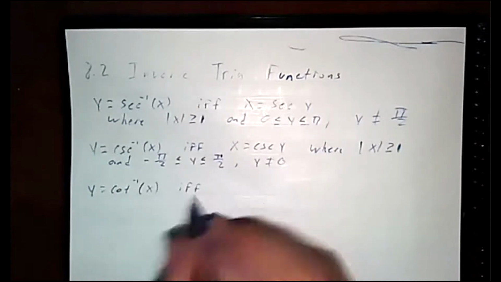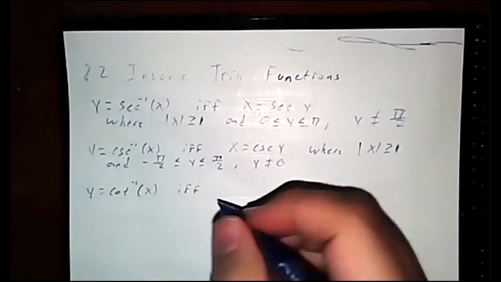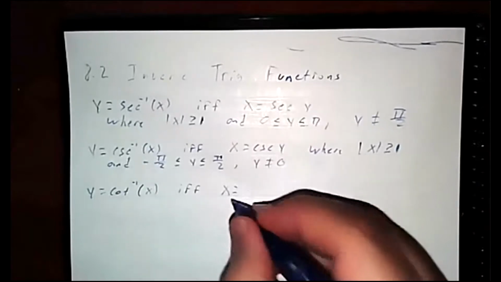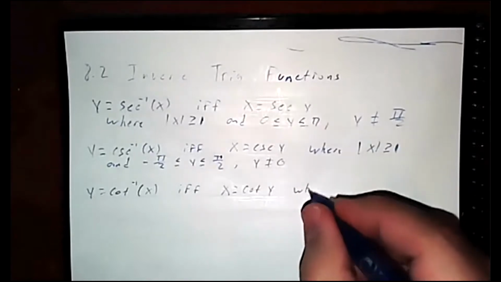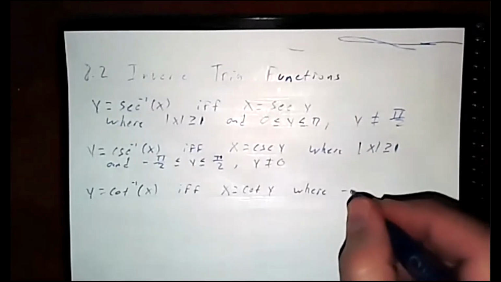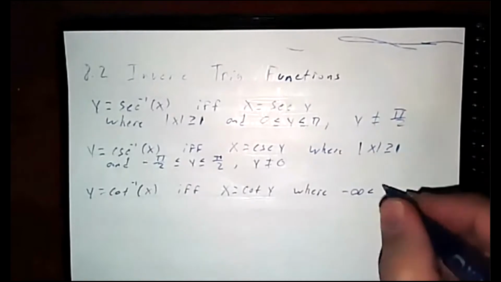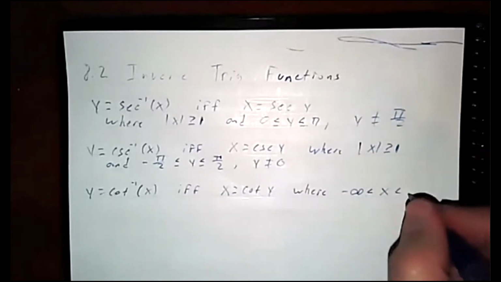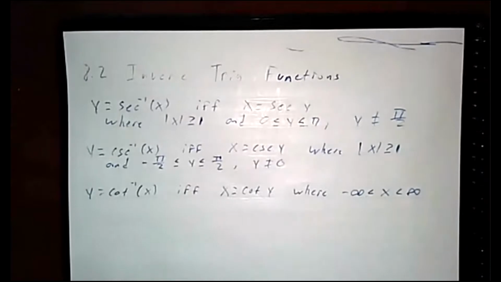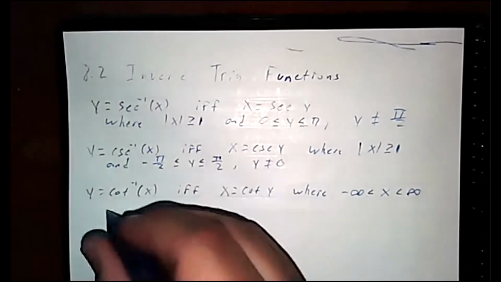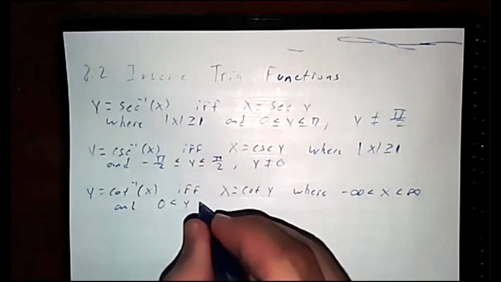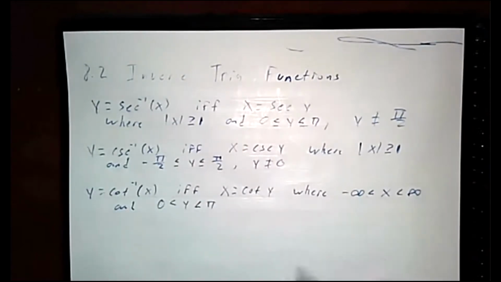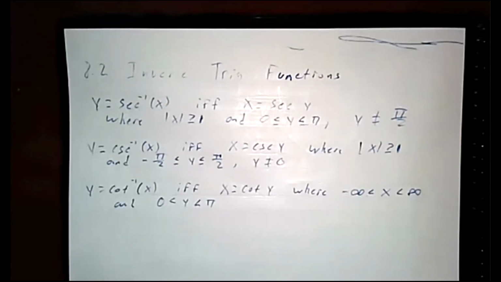Okay, last one, cotangent. So y is equal to cotangent inverse of x if and only if x is equal to cotangent y, where x is between negative infinity and infinity, and y is between 0 and pi, but not equal to. All right, so here are the three functions for 8.2.